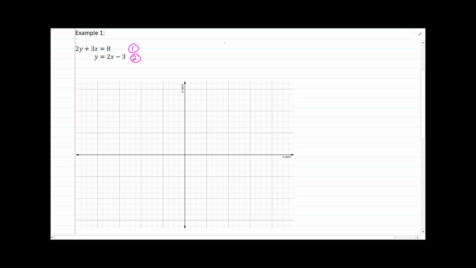I'm going to start over here with equation number 1, and you'll note that 2y plus 3x equals 8 needs to be rearranged if I want to sketch this using gradient intercept form. So I'm going to start by subtracting 3x. And that will give me 2y equals negative 3x plus 8. And then I'm going to divide by 2. And that will give me y is equal to negative 3 on 2, x plus 4. So that's my first rearrangement.